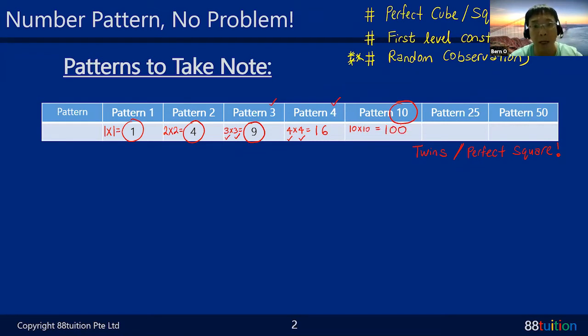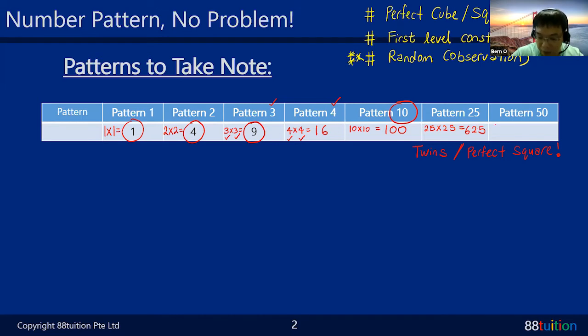So is 100 a perfect square number? Is it a twin number? Yes, it is. How come? It's made up of 10 times 10. 10 and 10 are identical. They are considered twins. Pattern 25. Oh no, don't panic. Simply write 25 times 25. Because you're P5, P6, you can use the calculator. I think the answer is 625. Right.